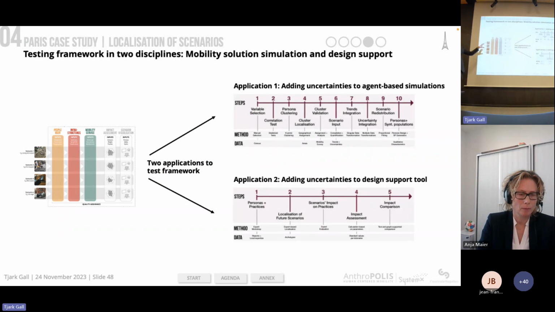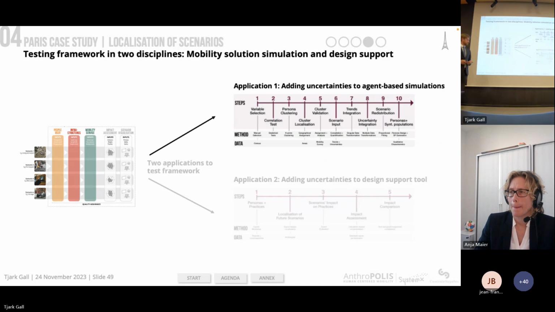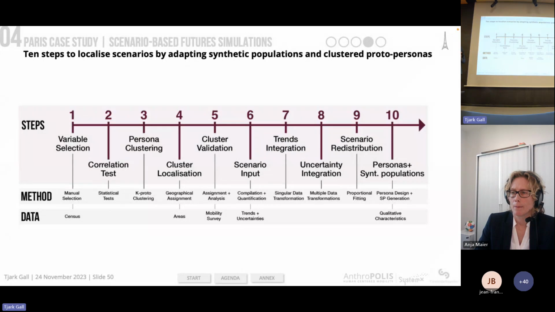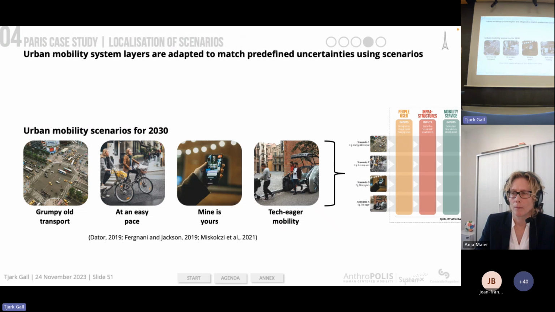We took the developed framework and we wanted to test it in two different fields. One, adding uncertainties to agent-based simulations, and then adding uncertainties to design support processes, in particular one tool. Starting with the first one, it's a 10-step process. It has just been accepted for publication 3-4 days ago. So this is a very detailed process, more or less, how to integrate uncertainties in one of the inputs which are used for agent-based simulation, notably the synthetic populations.